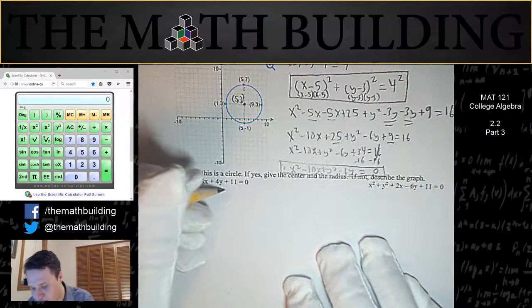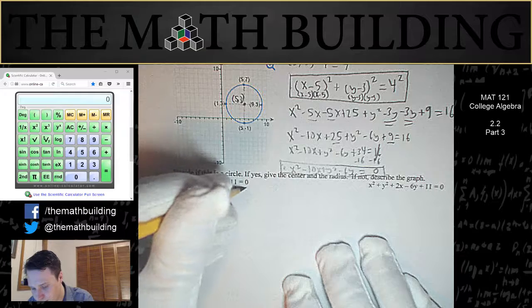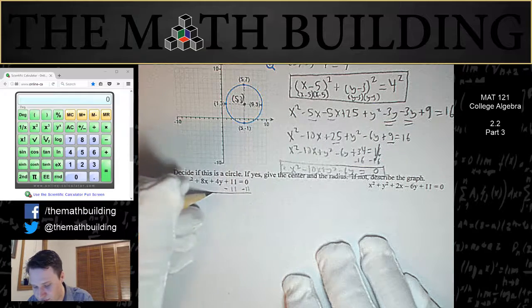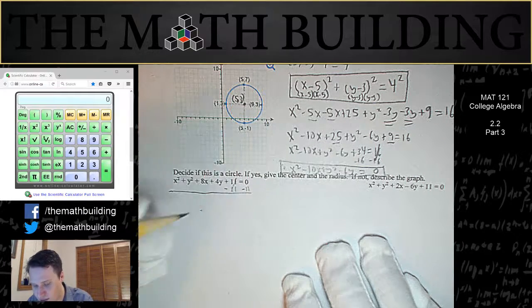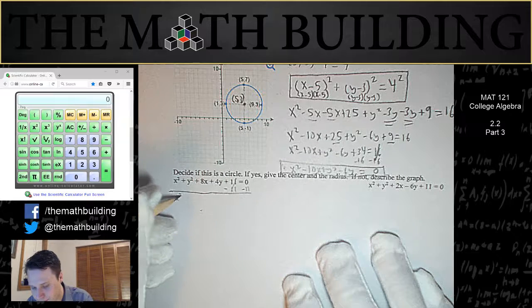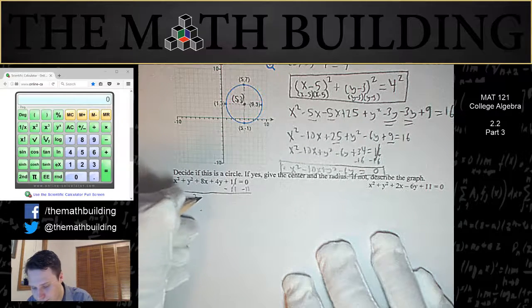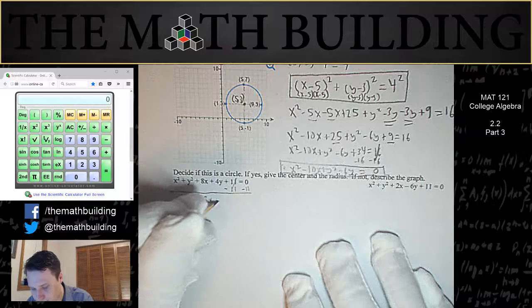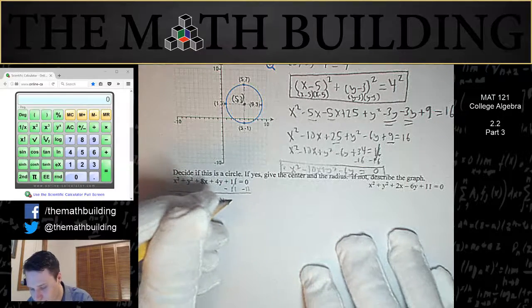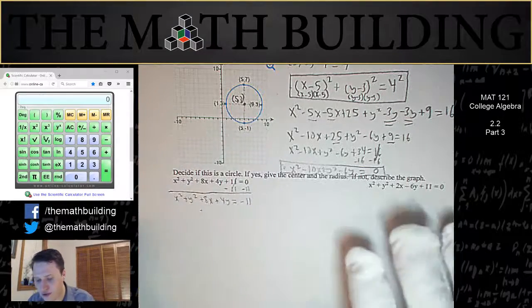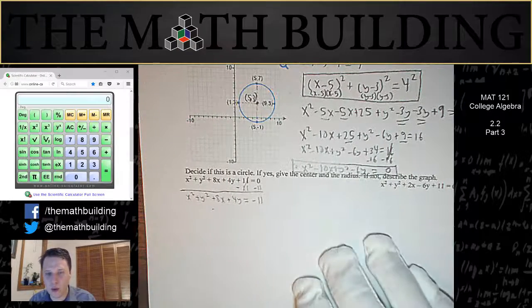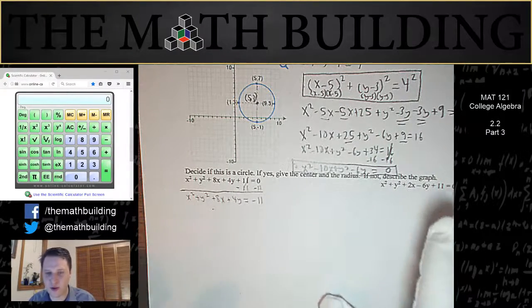First, move this number over to the other side. So that's easy enough. First, we're just going to subtract the 11 over. And notice I'm writing kind of small. Okay, once we've moved that number over, what we want to do is we want to complete the square.